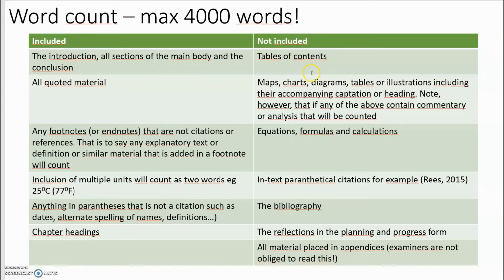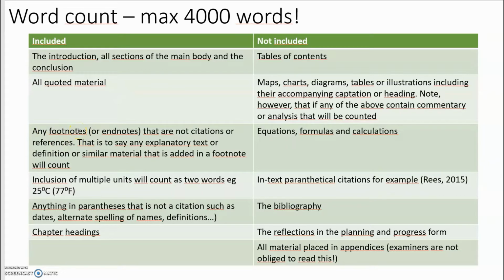So you could have tables with raw data if you have measured something in the sciences. You can have maps and charts and diagrams. Those would not be included in the word count. Or you could have equations and formulas and calculations, and bibliography is also not included. So there's actually room for quite a lot of things in the extended essay without this counting towards the word count. But what is included is anything in footnotes, for instance.